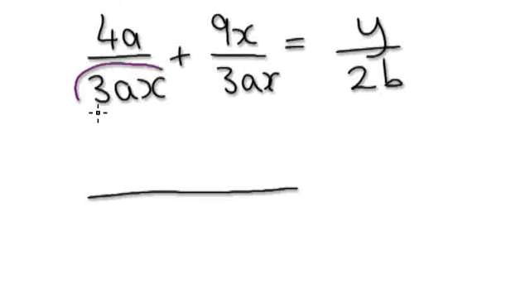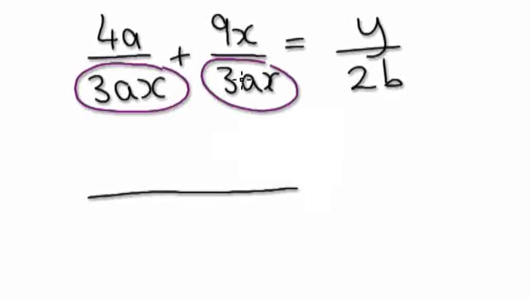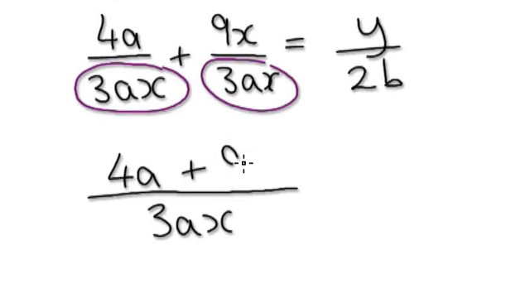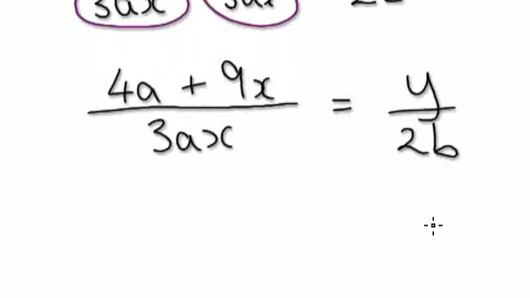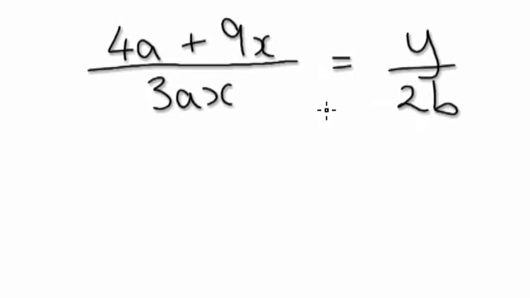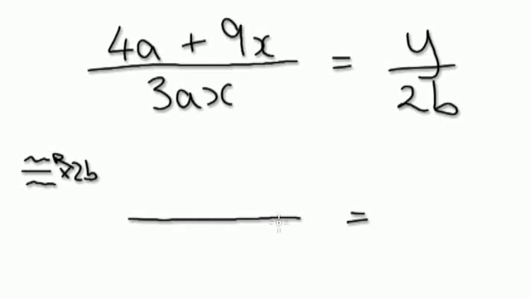So now the two denominators are the same. We can merge the two fractions. So it will be 4a plus 9x, okay, equals y over 2b. Now you are multiplying both sides by 2b, so it gets multiplied to the top, remember. So if you have a fraction here and you times by 2b, it gets multiplied to the top, so this will become this.